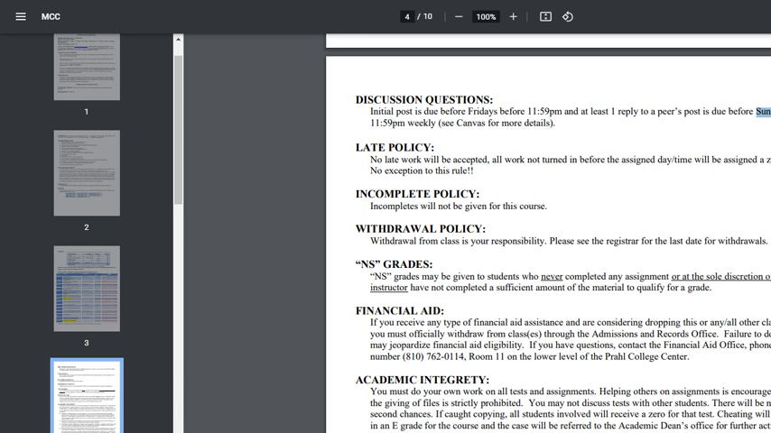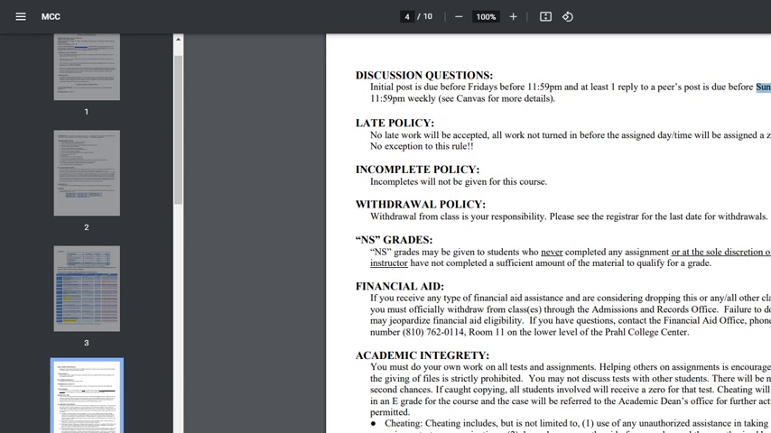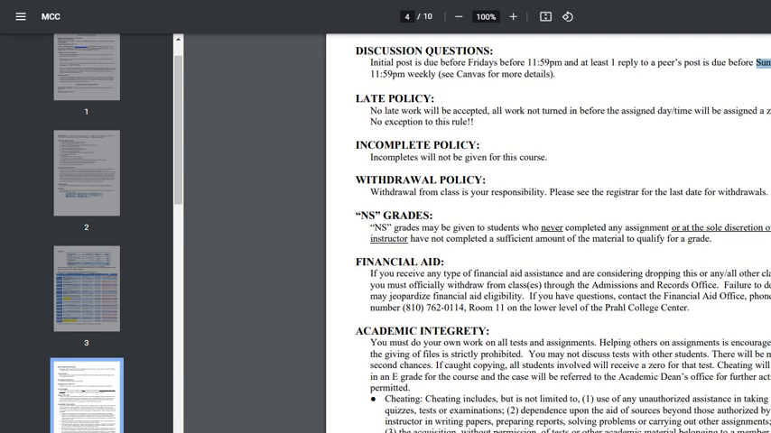If something special happened and you're unable to complete your work, please contact me as soon as possible, which will allow me to contact administration and see if there is a way to accept some late work for some type of points. It's possible, but we won't know until we figure that out. Incomplete is not given for this course.